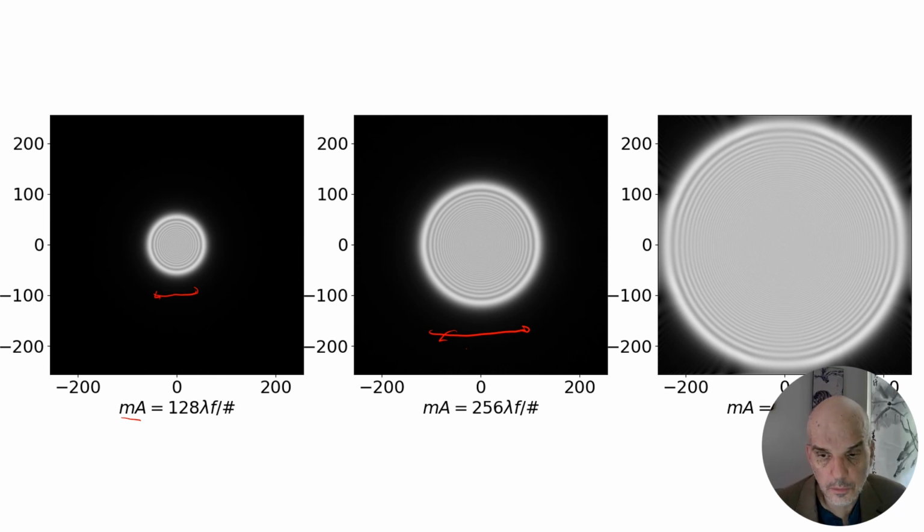It doesn't have anything to do with the extent of the object, which is infinite. It only has to do with this product, MA equal to 256 lambda f number, and over here we've made it 512 lambda f number, and you see that the size of the image increases. So what's going on here?